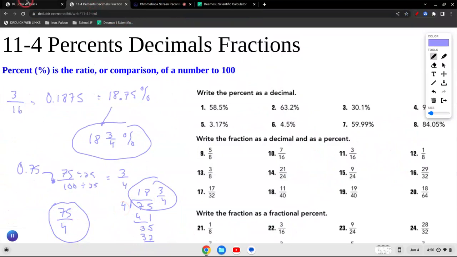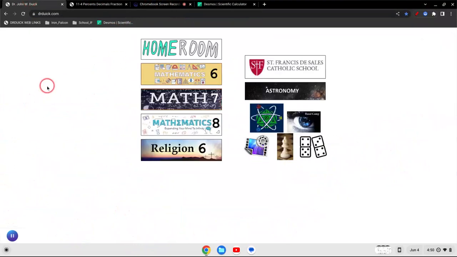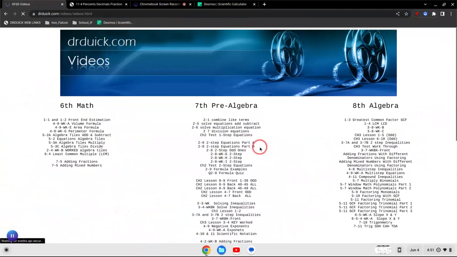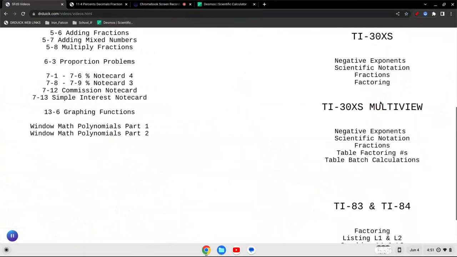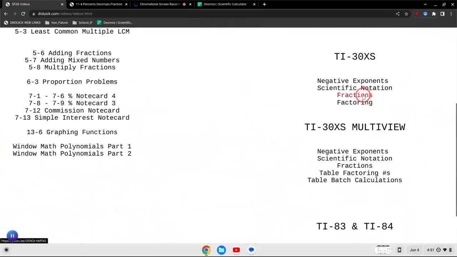Now, I'm going to show you where your videos are. You go to the web page and you click on what looks like a film projector type thing. You have these videos, depending on what calculator you have. It says fractions and factoring. These are videos you could click on that show you how to go from fraction to decimal, decimal to fraction if you have the TI-30XS or the TI-30XS MultiView. These are things you can do to actually learn how to do those things.